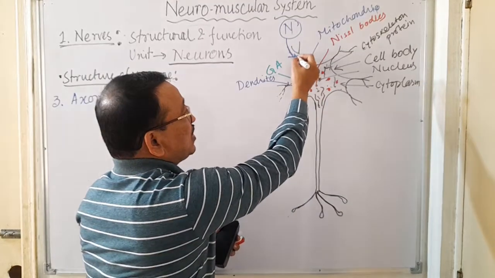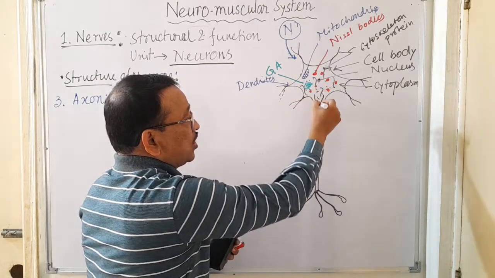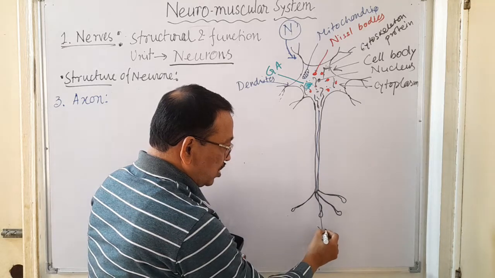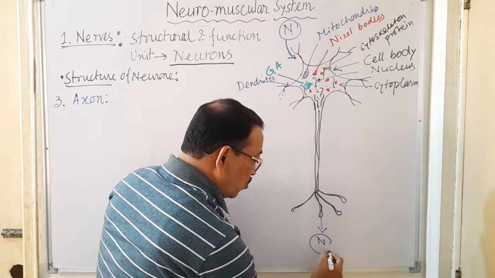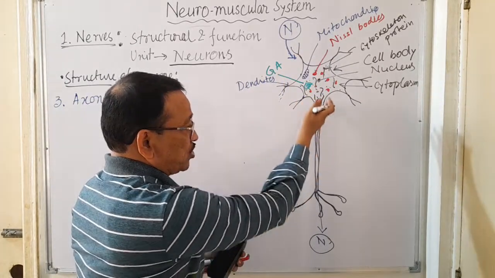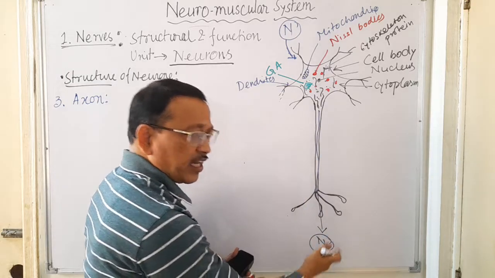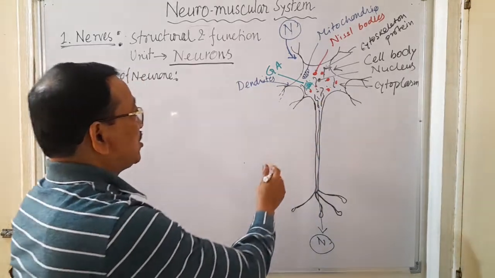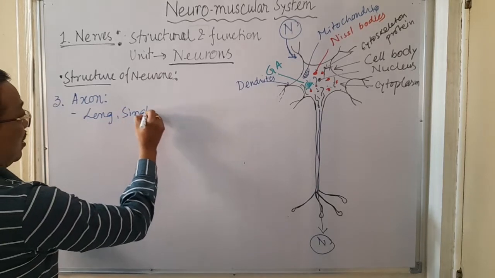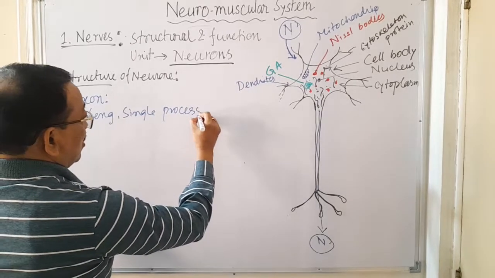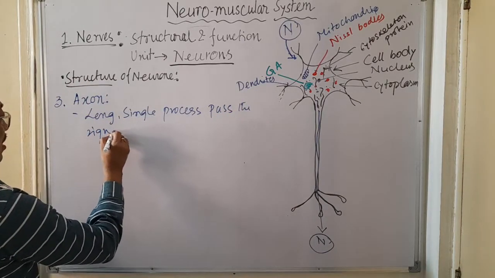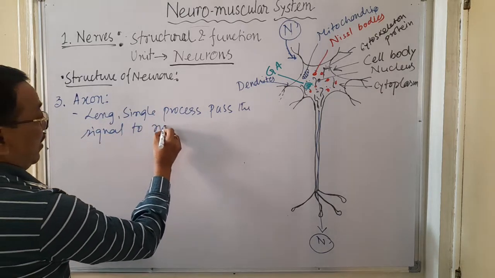So whatever signal is received by this neuron will be transported through this long process to another neuron. So it is the long, single process which passes the impulse, which passes the signal, to the next neuron.